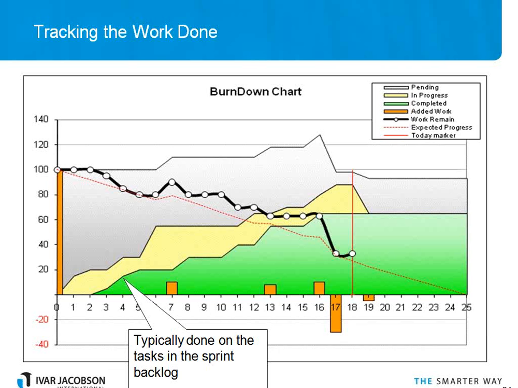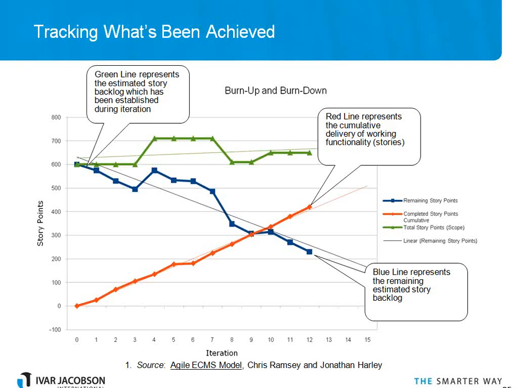This is done on tasks. Sometimes we like to do it on objectives if we do more rolling planning. Some people like to do their burn down in the iteration on story points, and this is an example of someone else's burn down chart. You can see the reference down the bottom there.